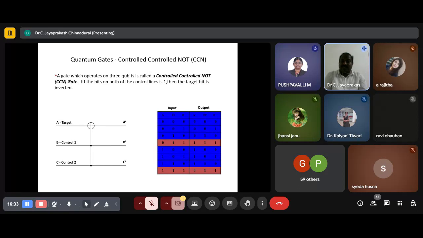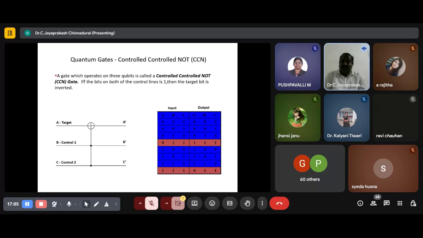And if you go for the fourth one, 0 is the target value, and the input is 1 for B and 1 for C. So both control lines have the value 1. So what is our condition? Both having 1 means we have to invert the target value. The target input is 0, so the output must be 1. So the output is 1, 1, 1. Same like that, if you go for the fifth one, no changes because both B and C control lines are 0, 0.